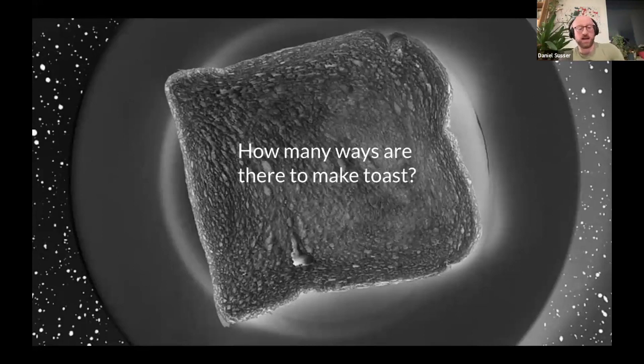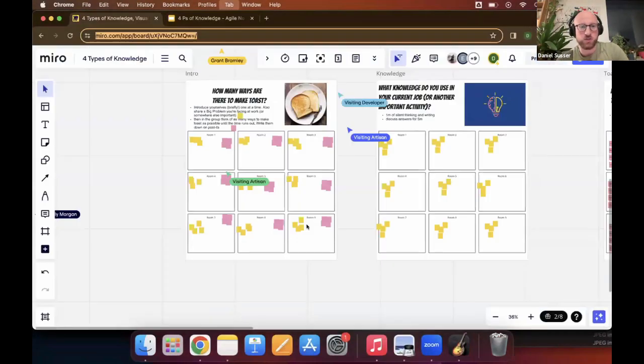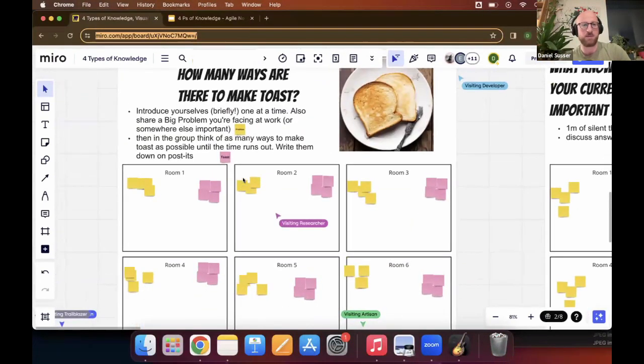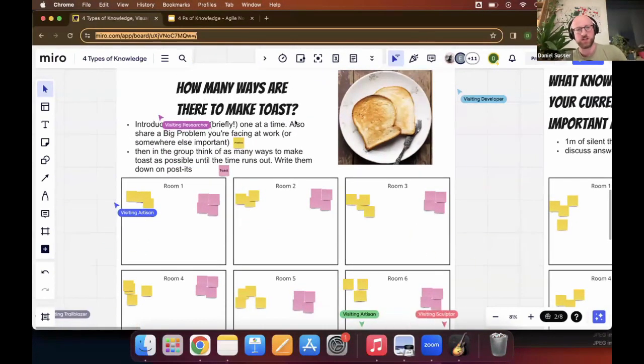When you're in your room, what I'd like you to do is go to this bit on the left, how many ways are there to make toast. Just say your name to each other and a word about where you're calling from. I'd like you to share a big problem you're facing at work, or not everyone is at work, so somewhere else, a big relevant problem to your life that you'd like to think about this evening. Put that in a yellow post-it. And then, until the time runs out, and we're going to put 6 minutes on the clock total, think about how many ways there are to make toast and write them down with these pink post-its.